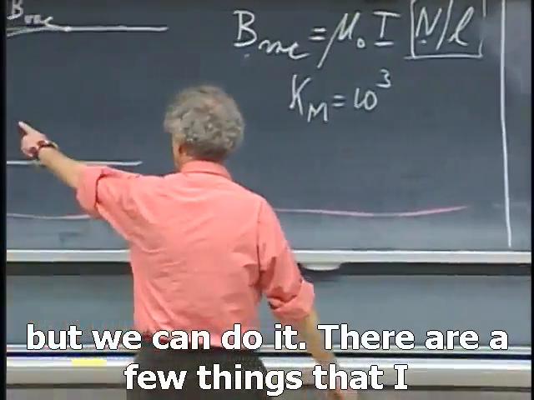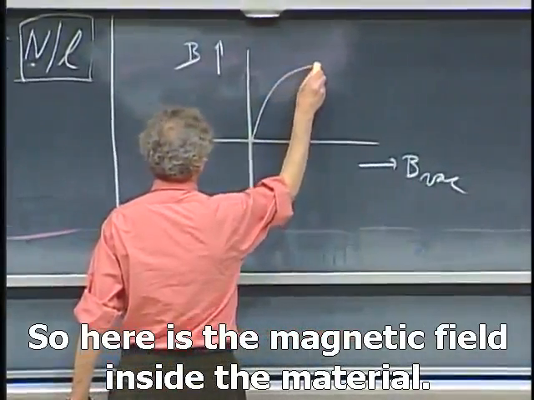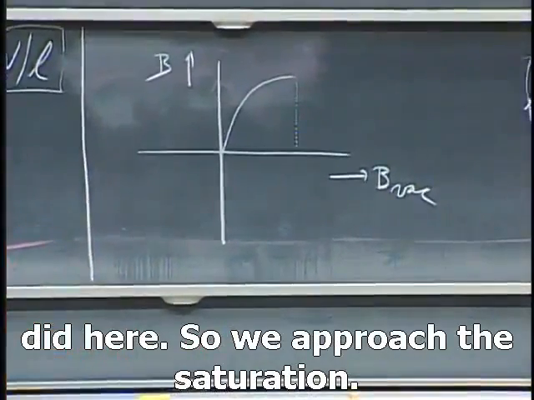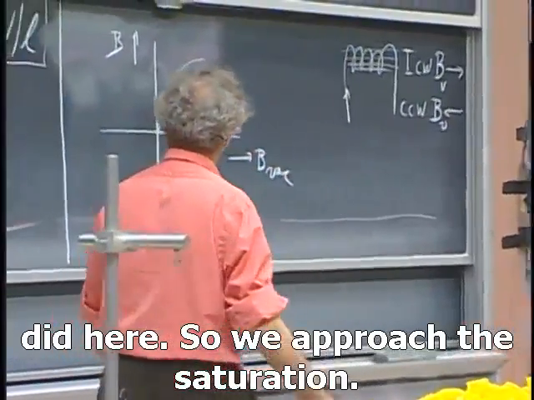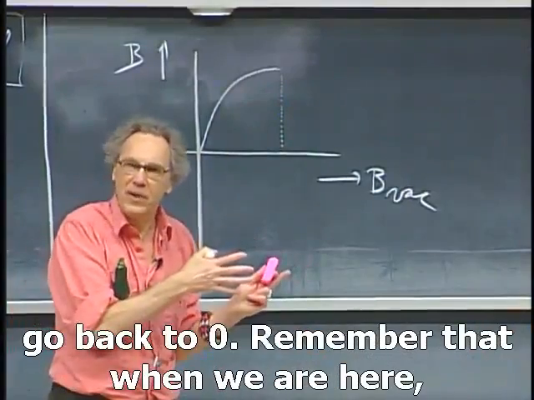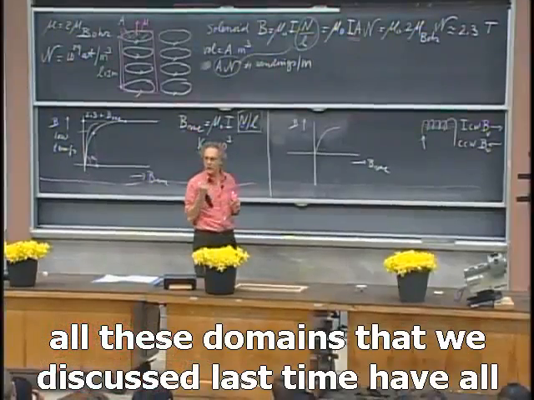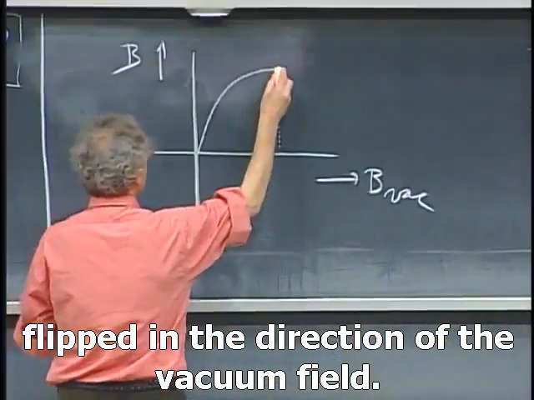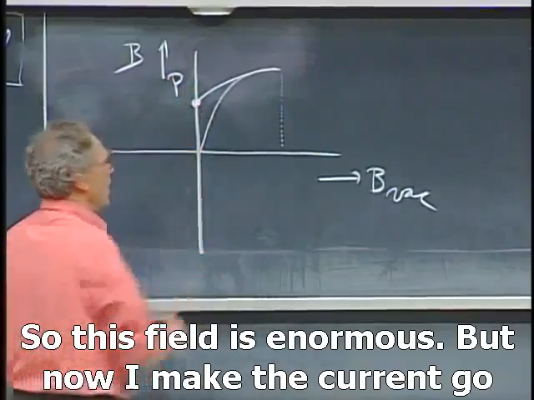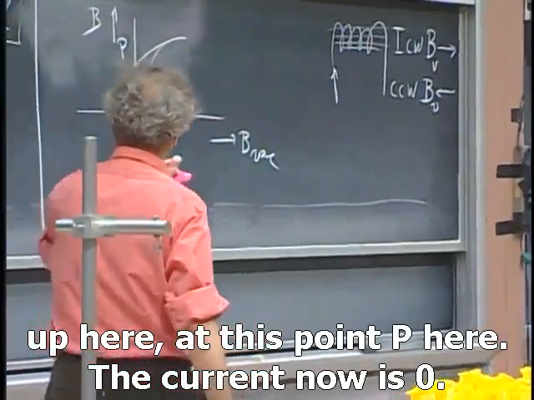All right, so there we start. We do the same thing that we did here, so we approach the saturation. But now, when I'm here, I am reducing the current and go back to 0. Remember that when we are here, all these domains that we discussed last time have all flipped in the direction of the vacuum field. So this field is enormous, but now I make the current go back to 0. And what happens now is I end up here, at this point P. The current now is 0. There is no current going through the solenoid. Notice the vacuum field is 0.